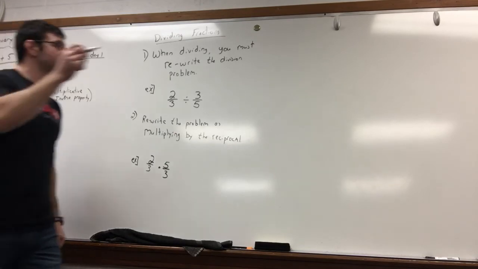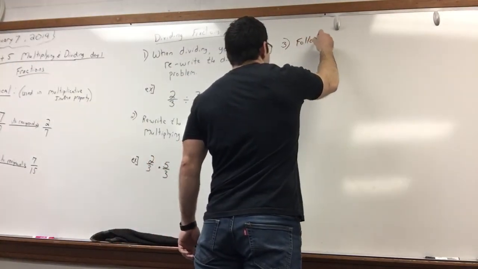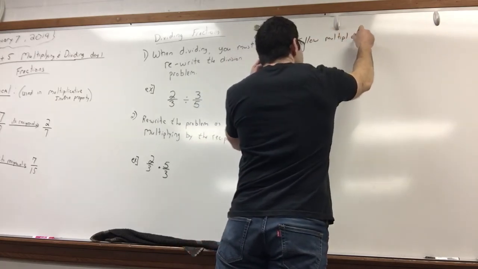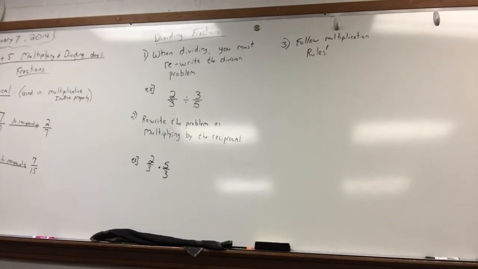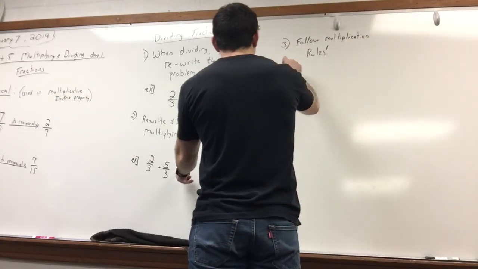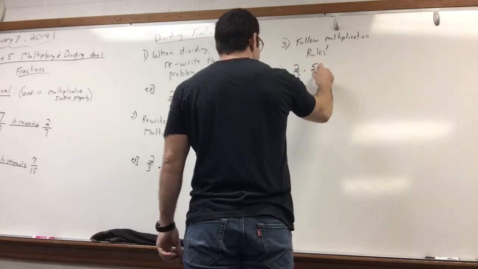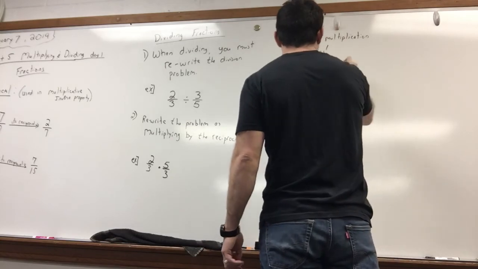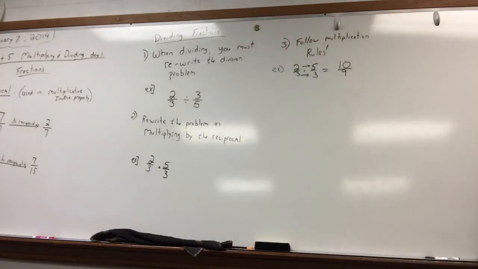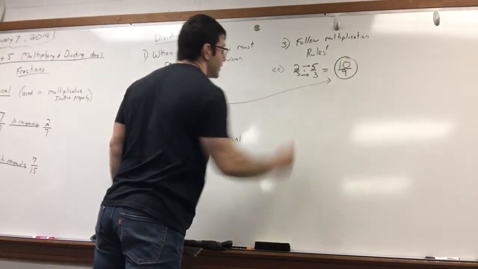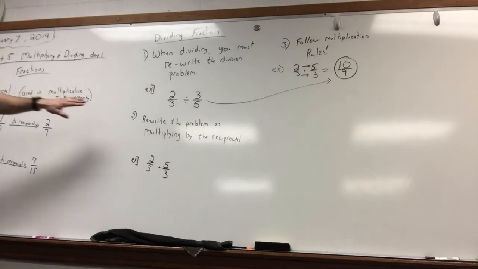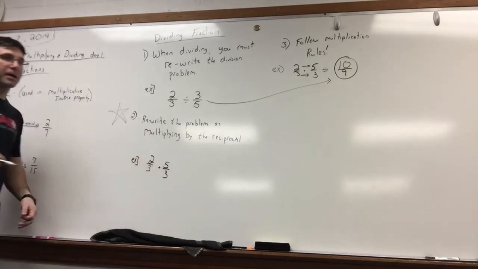Once it's a multiplication problem, step 3, follow the multiplication rules. So 3 steps there too, even though it's like 5, but the toughest thing is knowing that as soon as you see a division problem, it must be rewritten. So I'm going to keep doing this problem. So then we have 2/3 times 5/3. That gives me 10 over 9. Do I need to simplify that? No. So when I have 2/3 divided by 3/5, it gives me 10/9. Again, this right here is our moneymaker.